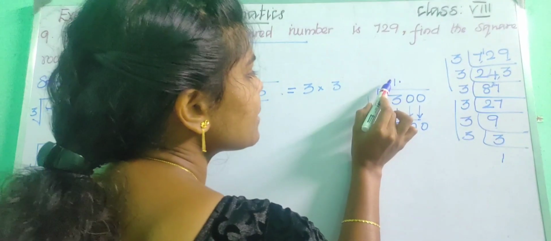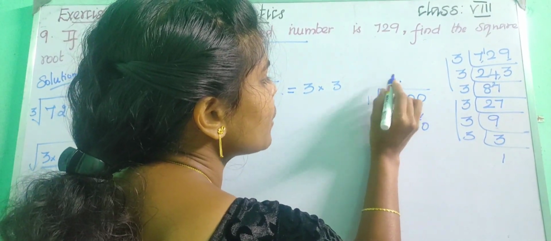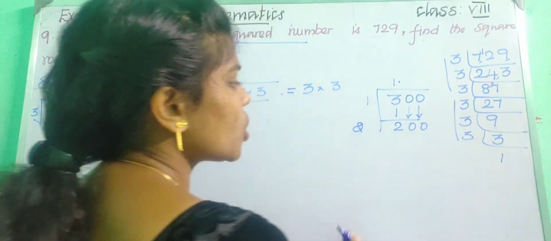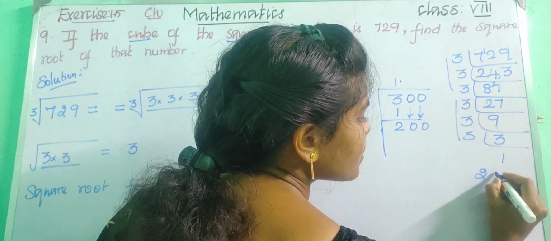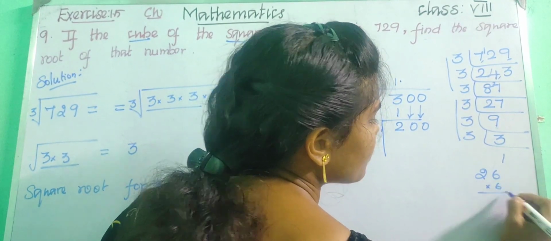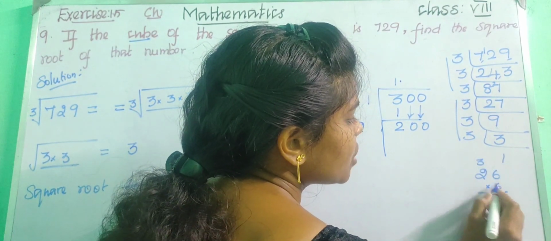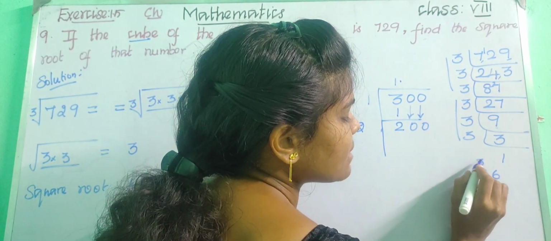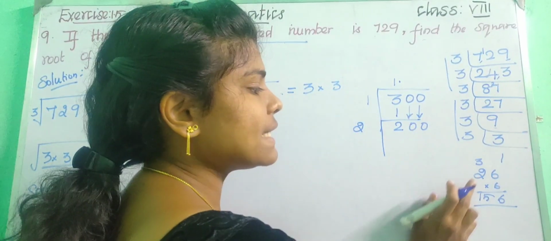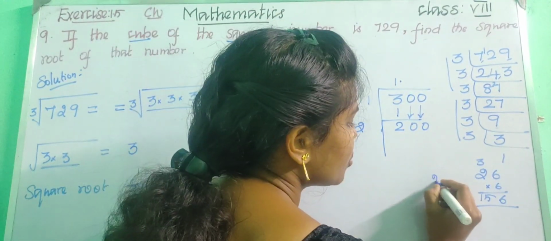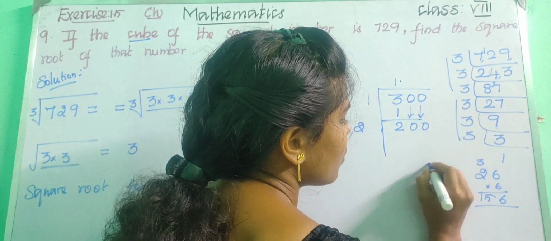What is the first step we will do? This quotient 1 into 2, so 2. Now we got 2. So we are going to check. 2, 6 and 6. What will you get? 6 6s are 36. 2 6s are 12. 12 plus 3 is 15. 156. Let us check with 7. So 2, 7, 7. 7 7s are 49. 4 as the carry.